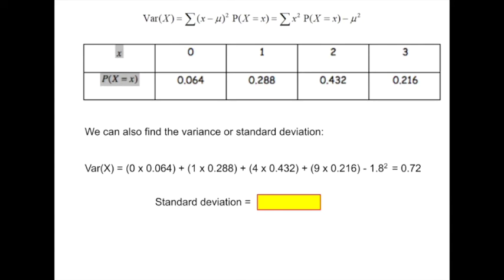The standard deviation, remember, is just the variance square rooted. So we take the 0.72, square root it, and then we get the standard deviation of 0.849 to 3 significant figures.